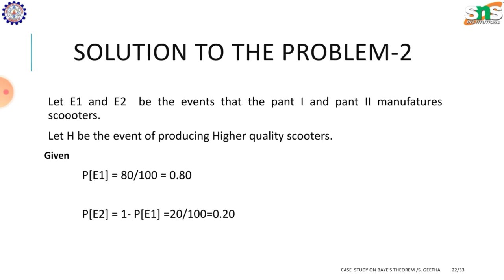Solution to the problem. Let E1 and E2 be the events that plant 1 and plant 2 manufacture scooters. Let H be the event of producing high quality scooters. Given P of E1 is equal to 80 by 100, which is equal to 0.80. P of E2 is equal to 1 minus P of E1, that is equal to 20 by 100, which is equal to 0.20.